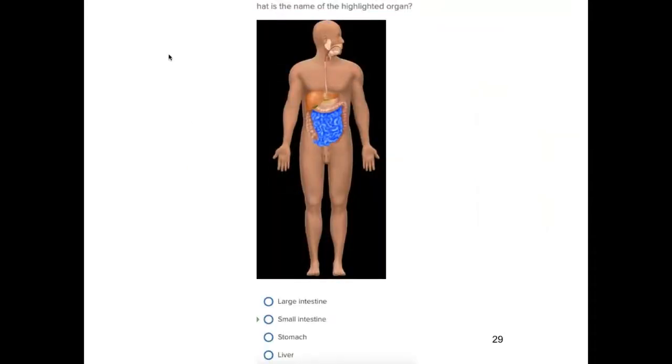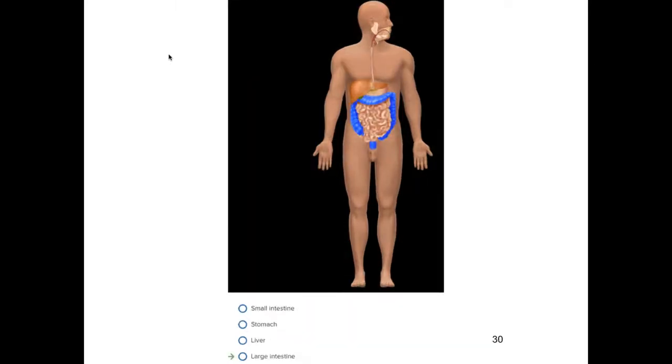So here we're looking at the blue highlighted structure. That is the small intestine. Small intestine is made up of the duodenum, jejunum, and ileum, those three parts. That's the small intestine. Surrounding that in the blue, this is the large intestine.